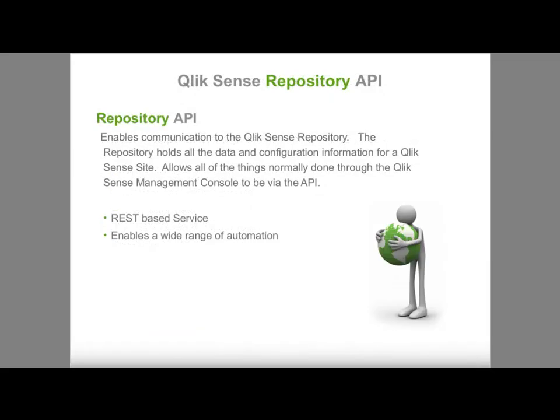Repository API. Repository API enables basic communication with Qlik Sense repository. Now, the repository holds all the data and configuration information for a Qlik Sense site. A lot of the things you typically would do through the Qlik Sense management console, like creating new users, adding a task, scheduling a reload, triggering a task, performing a reload, managing users and their roles within the system, if they're going to be administrators or content administrators or audit administrators, if you want to generate security rules. Those are all things that we typically do through the management console. The API will allow you to do all those things we do in a console world outside of the console.